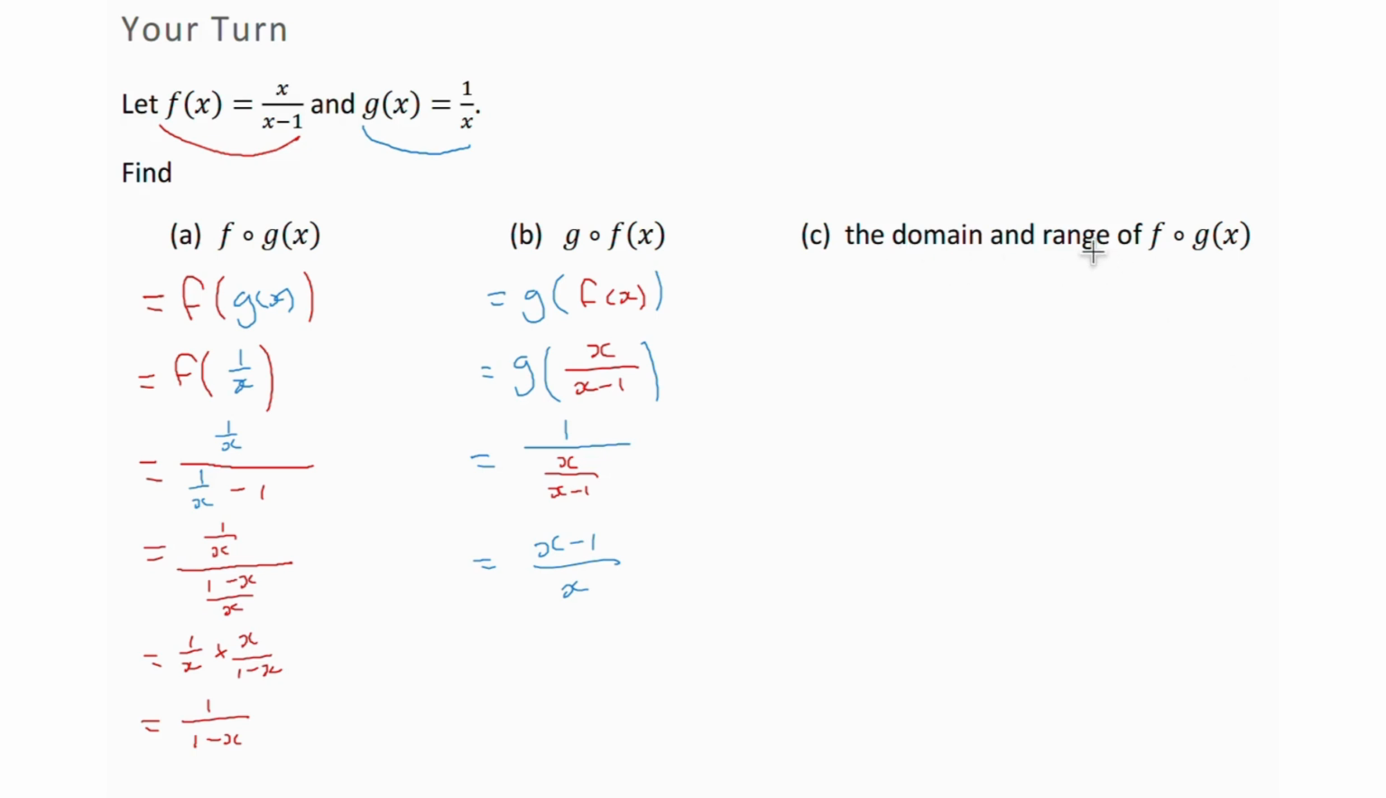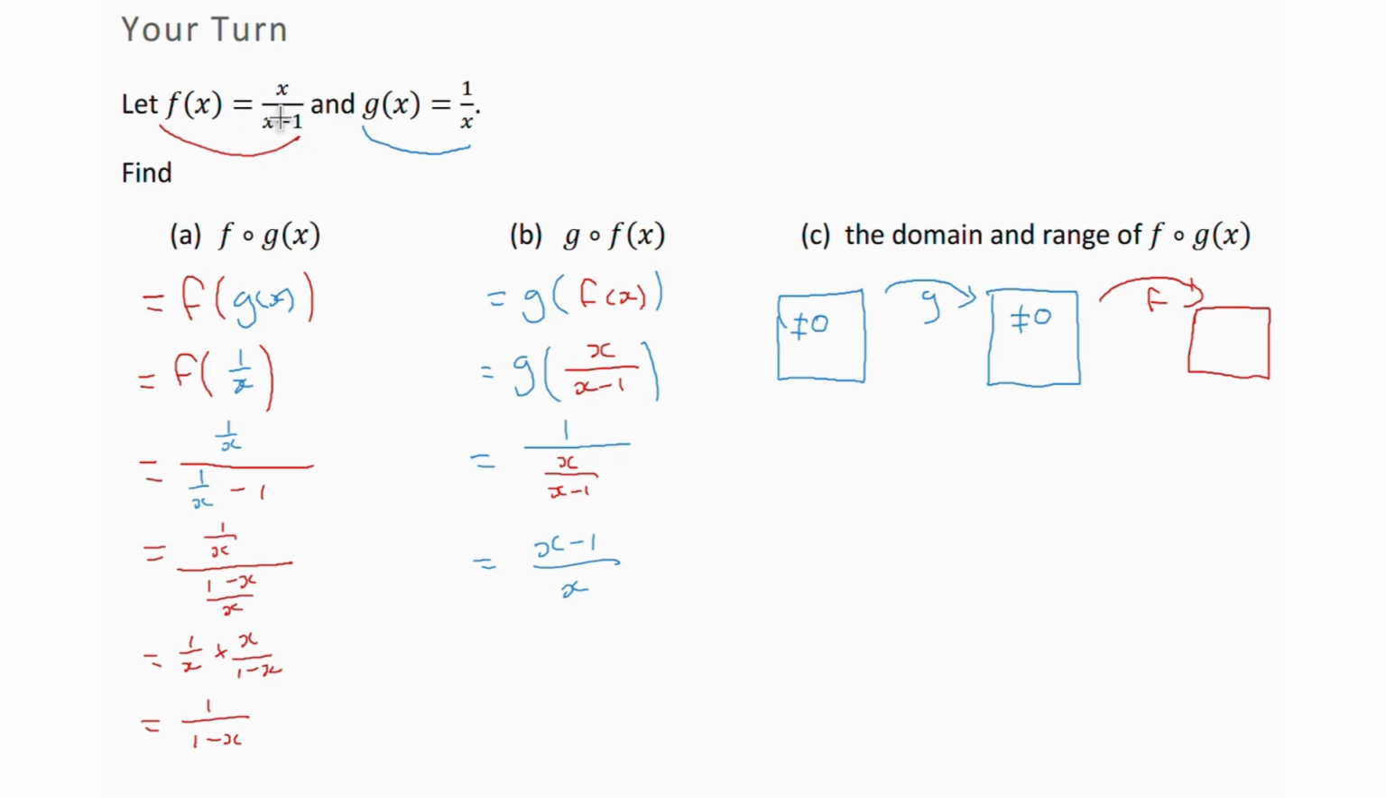Now we're thinking, what is the domain and range of f composed with g of x? So that's g first. What goes into g? What comes out of g? And then what goes into f? And what will come out of that? So what can go into g first of all? Well, g is 1 over x, so it can be anything except for 0. What can come out of that? Again, anything except for 0.